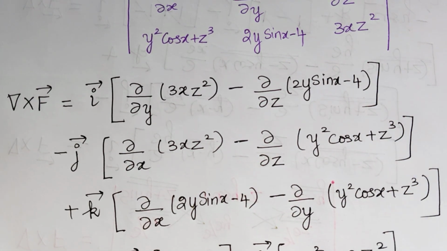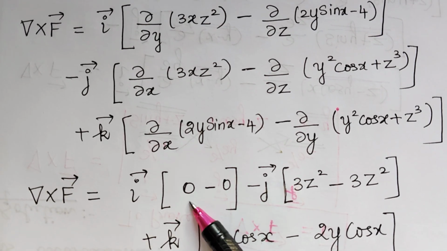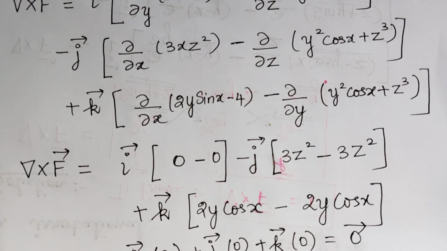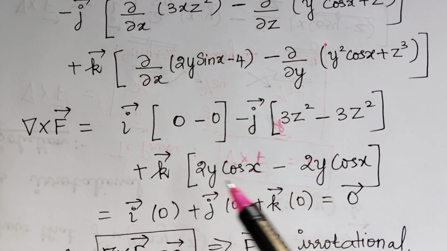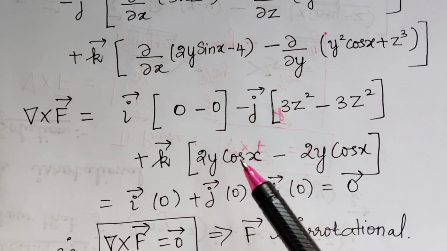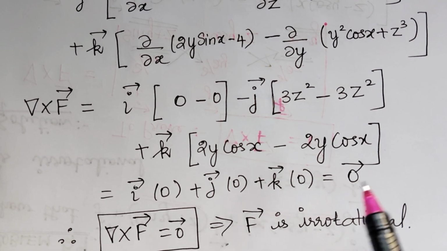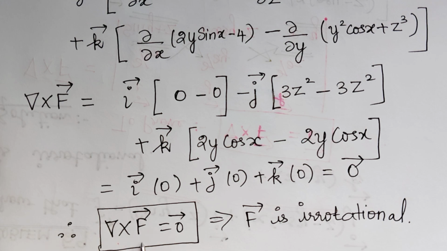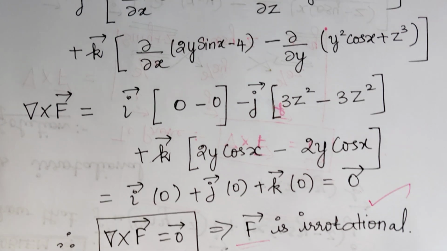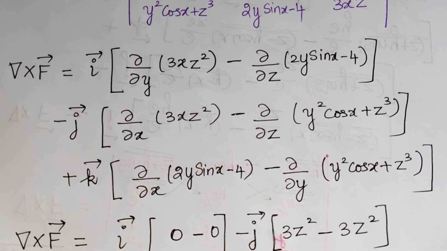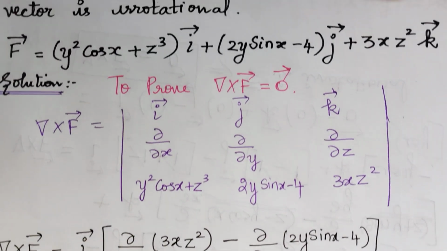On simplifying this, we get i vector multiplied with 0 minus 0, minus j vector multiplied with 3z square minus 3z square, plus k vector multiplied with this, and we observe that all the components have become 0, and so that is equal to 0 vector. Therefore nebla cross f vector is equal to 0 vector, which proves that f vector is irrotational. So I have already taught you this concept, so using that, kindly go through this problem.